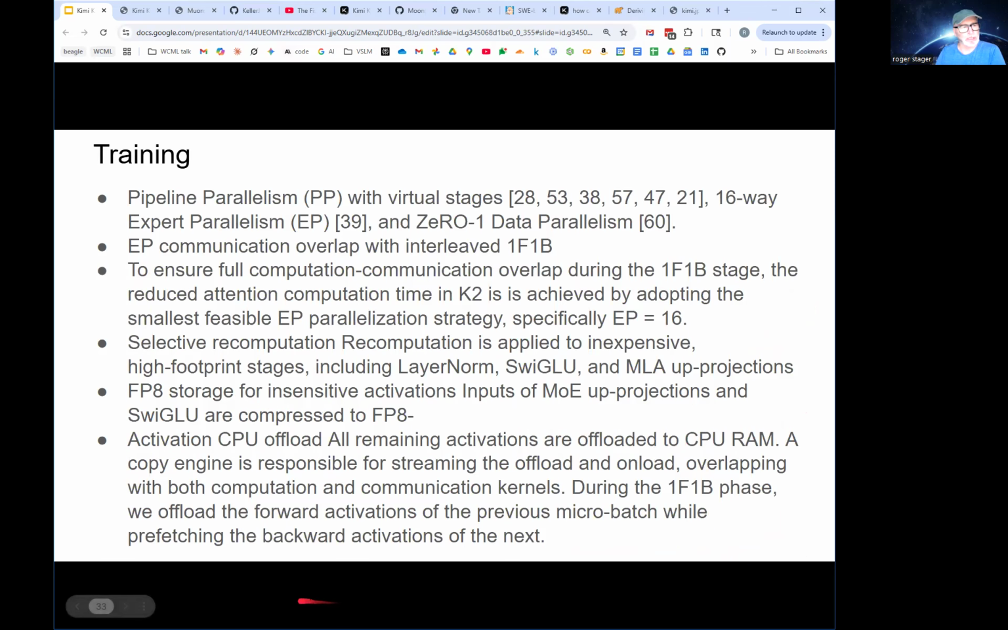Here are some of the training details that I pulled out. So pipeline parallelism, expert parallelism, we saw that. Again, we covered that, and ZeRO-1 data parallelism. We saw all that in the review of DeepSeek. They did use the 1F1B scheduling instead of DualPipe.